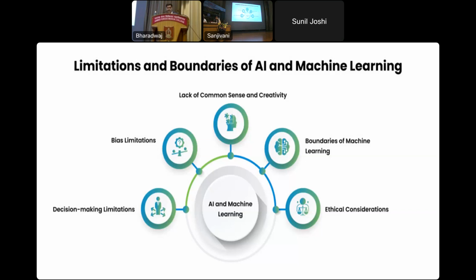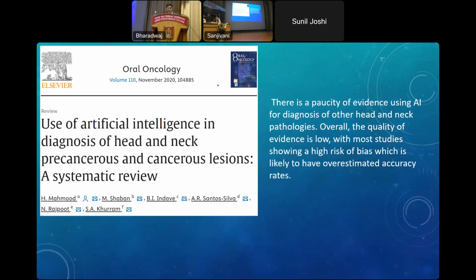Even some trials can't be done. And there are the boundaries of machine learning, because machine learning also needs certain training, which is done by IT people, software-based people, and it also requires different kinds of software. And ethical considerations, how much this will be validated, need to be checked. There is another article to show the limitations of AI, where it has not been able to diagnose between precancerous and cancerous lesions, which is a very important need for us. And the most important need they have not been able to prove yet.